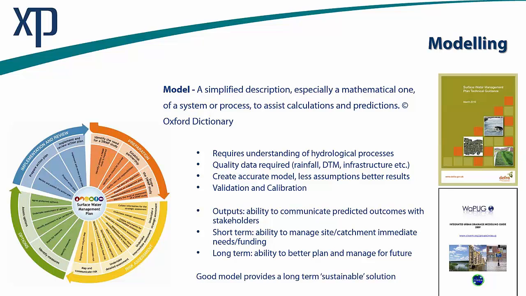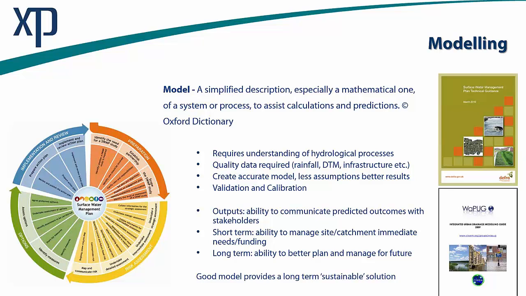So a good flood model requires understanding of hydrological processes. It requires quality data, such as rainfall, DTM, and infrastructure. If your surface data is wrong, your flood model will be wrong. If your rainfall is wrong, your flood model will be wrong. If you don't account for the infrastructure in the area of interest, again, your flood model will be wrong.